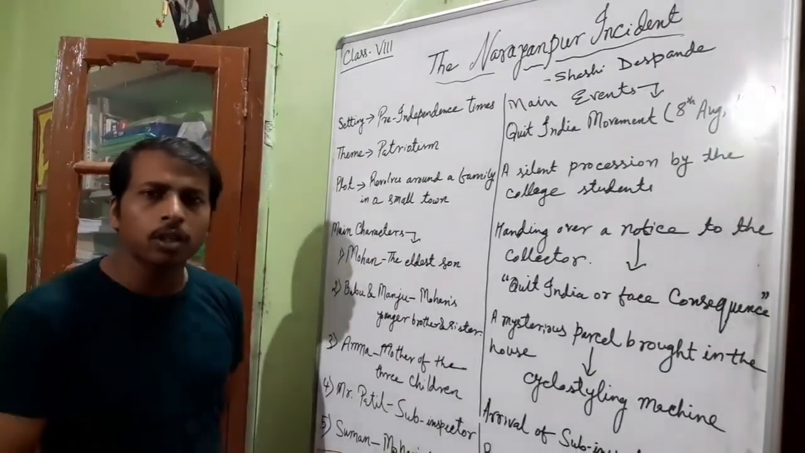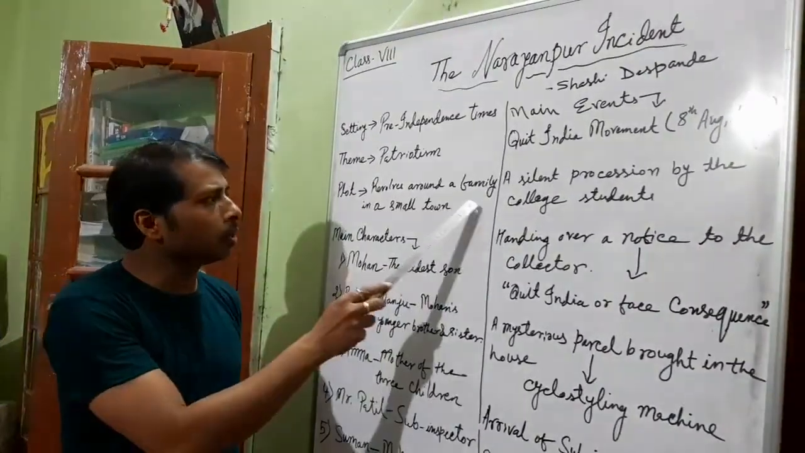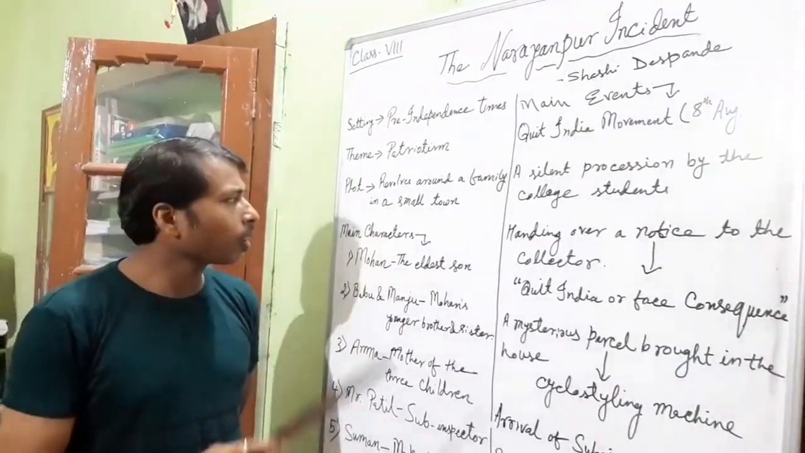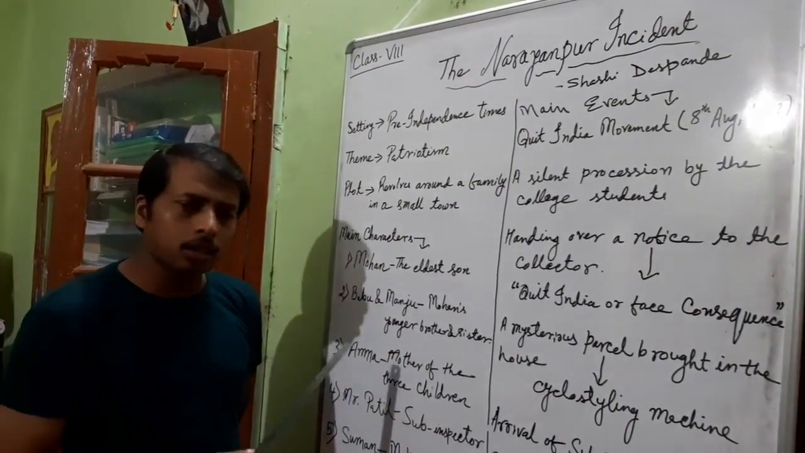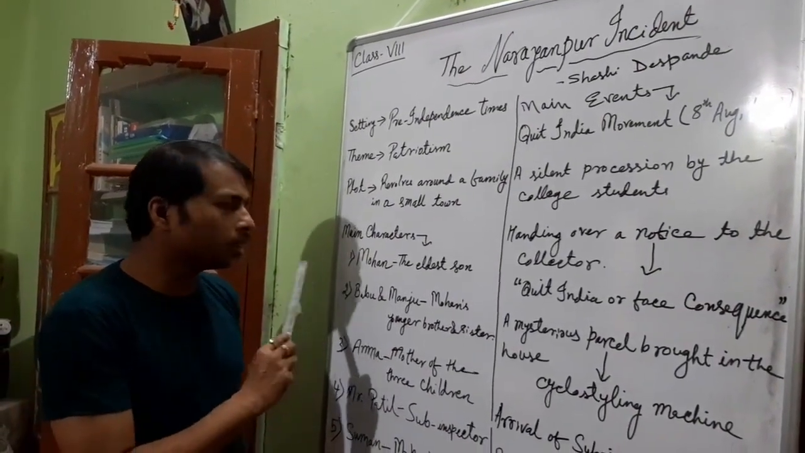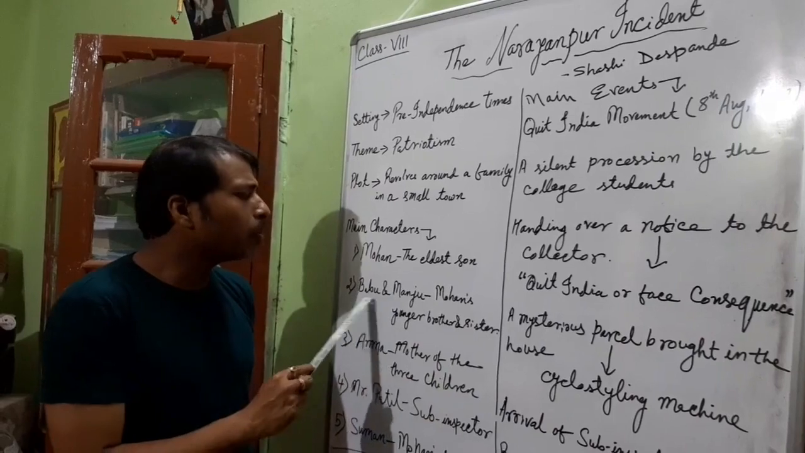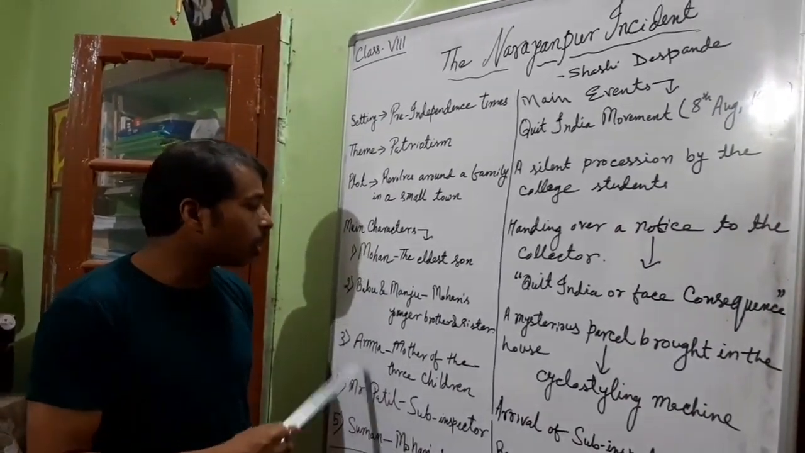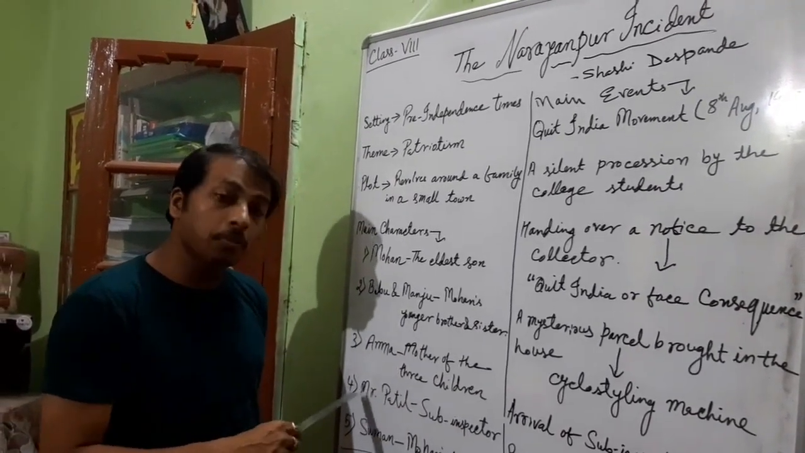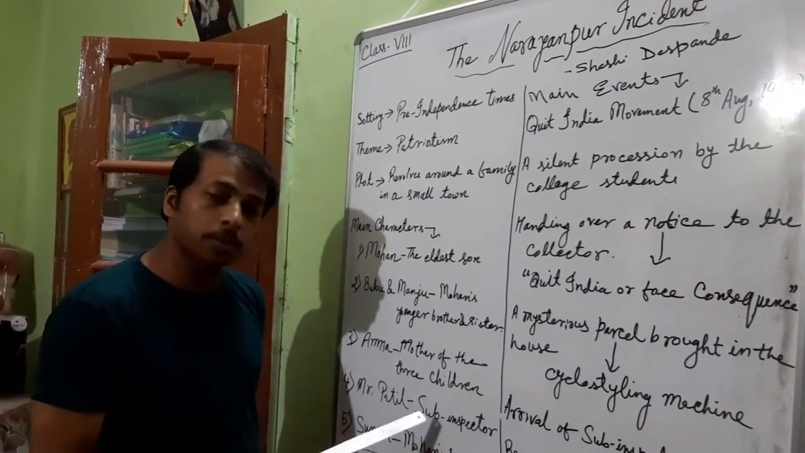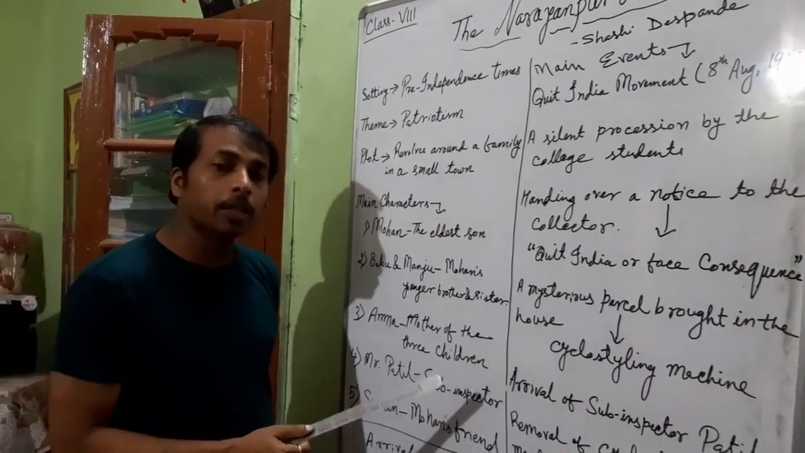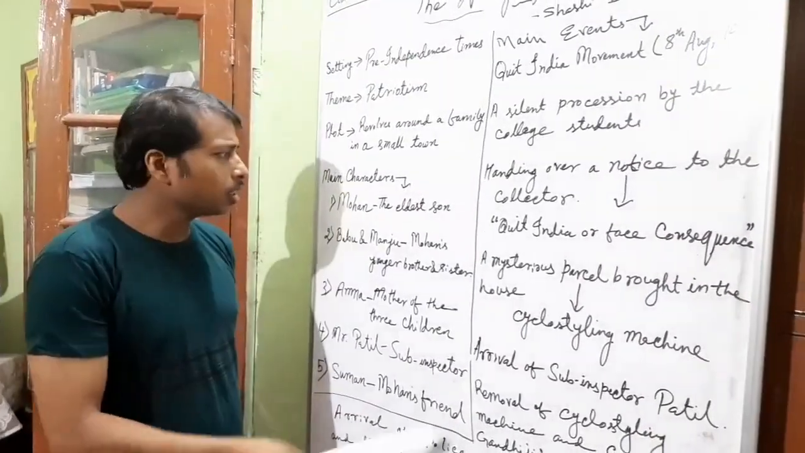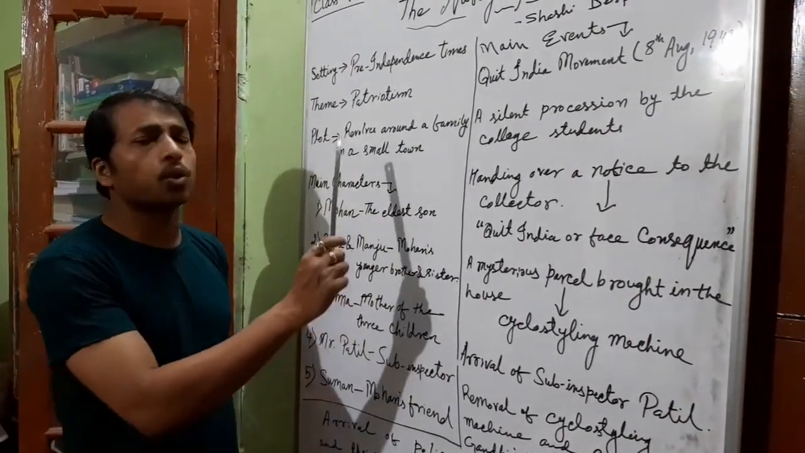The plot of the story revolves around a family in a small town of Narayanpur. The main characters in the story are Mohan, the eldest son, Babu and Manju, Mohan's younger brother and sister, Amma, mother of the three children, Mr. Patil, the sub-inspector, as well as a patriot at heart, and Suman, Mohan's friend. So these are the main characters around which the story is built up.